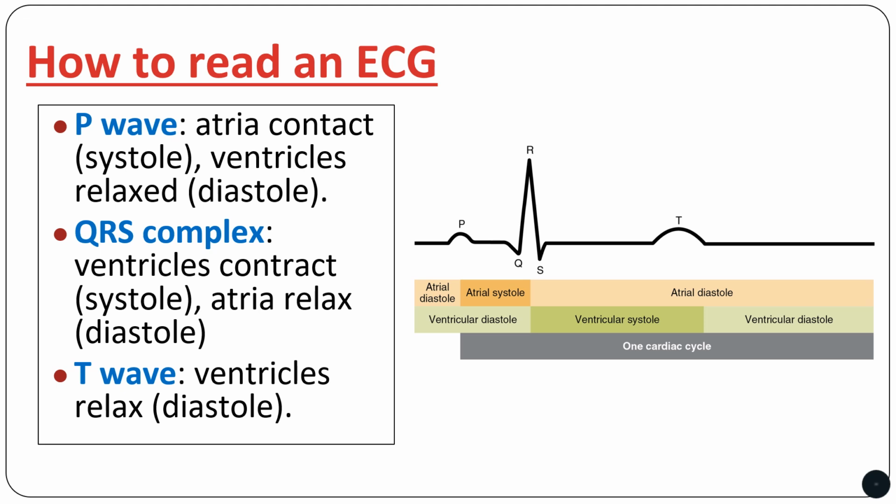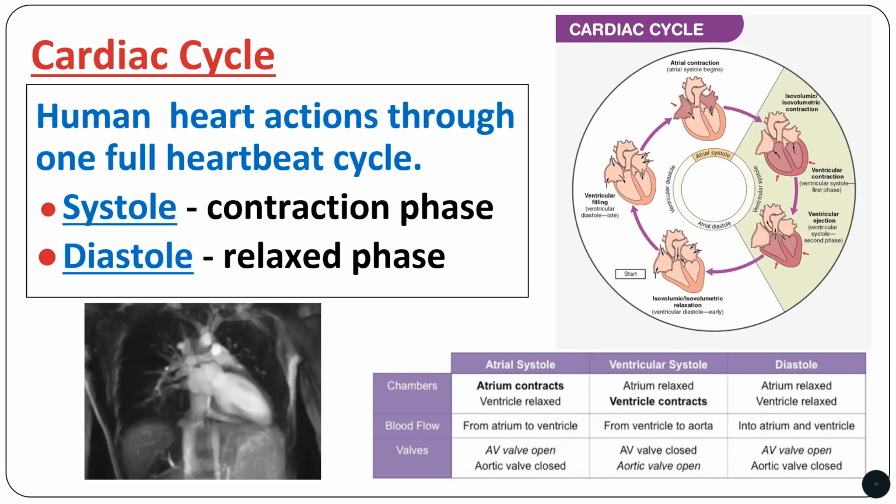The top here is showing you what your atria are doing, and the bottom is showing you what your ventricles are doing, and this is showing you that this is one cardiac cycle. Your T wave is just showing you that your ventricles are relaxing, and then again, the whole process starts again after this. So that full series of steps from the atria contracting all the way down to the ventricles contracting to the ventricles relaxing is one cardiac cycle.